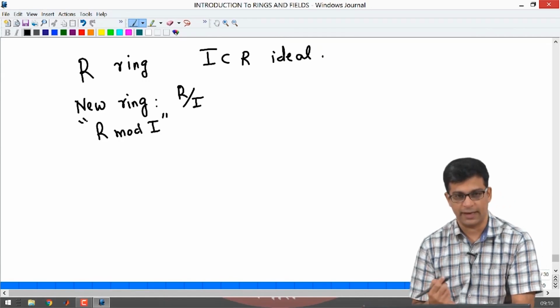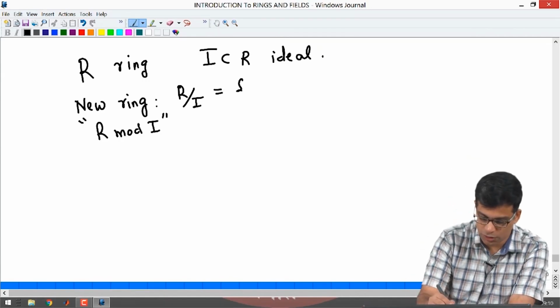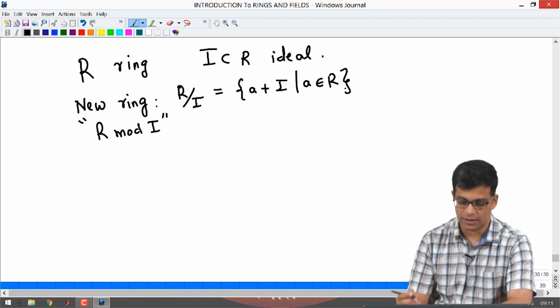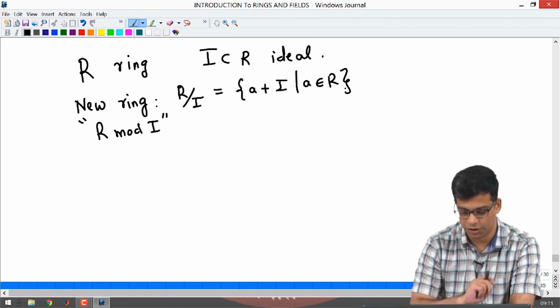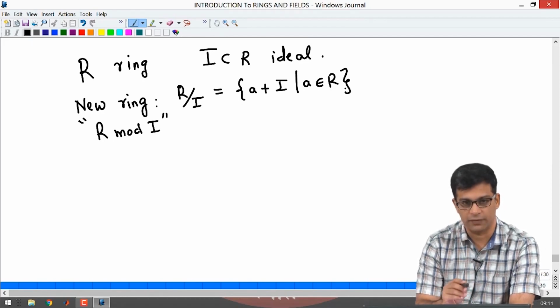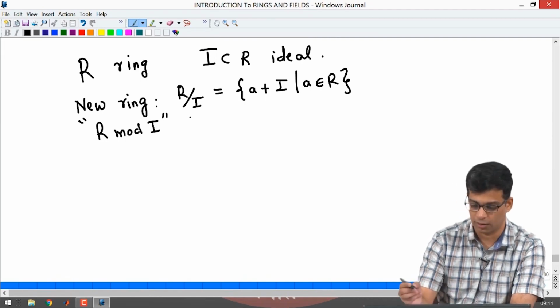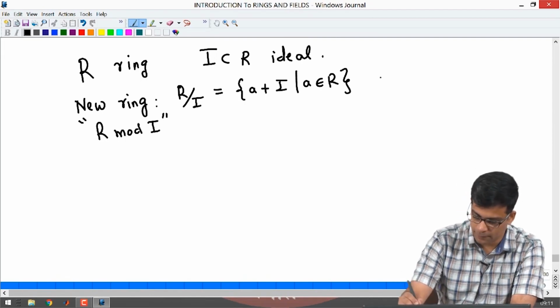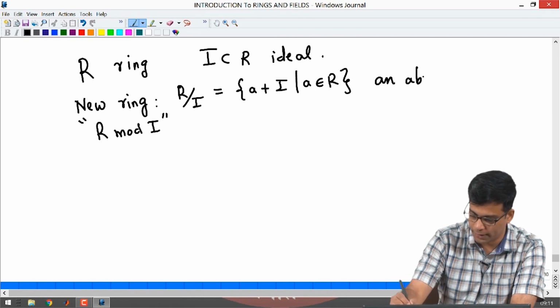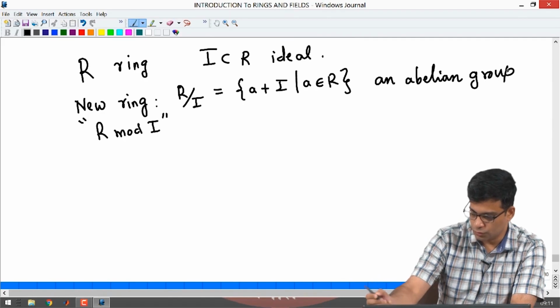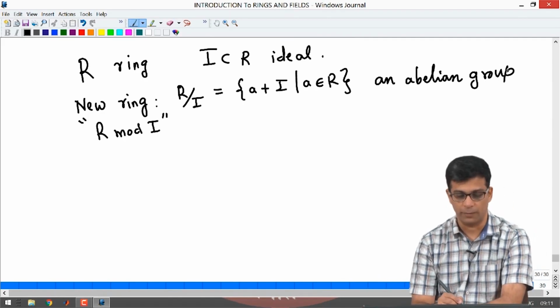Remember, as a set, this is simply the left cosets of I for the operation of addition that is defined on R. For the definition, all you need to consider is the fact that R is an abelian group under addition and I is a subgroup of R under addition. So, this is an abelian group automatically. As such, it is a quotient of an abelian group by a subgroup.